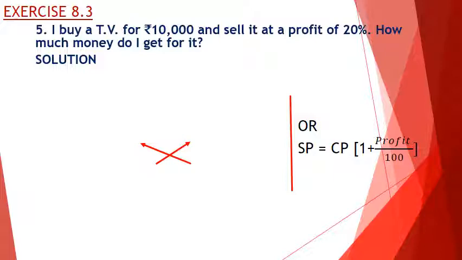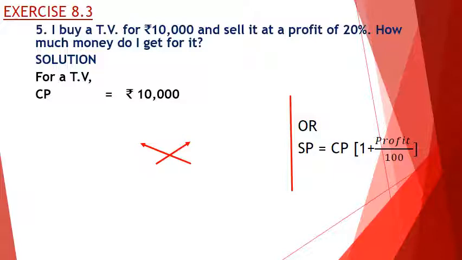Children, this you can solve either by the formula SP equal to CP into 1 plus profit upon 100. But here I am solving with the cross multiplication method. So how to solve with this cross multiplication method? Wherever percentage is given, you know that percentage means out of 100. Here profit and loss we are discussing on the basis of CP. Is it clear? Profit or loss is considered on the basis of CP.